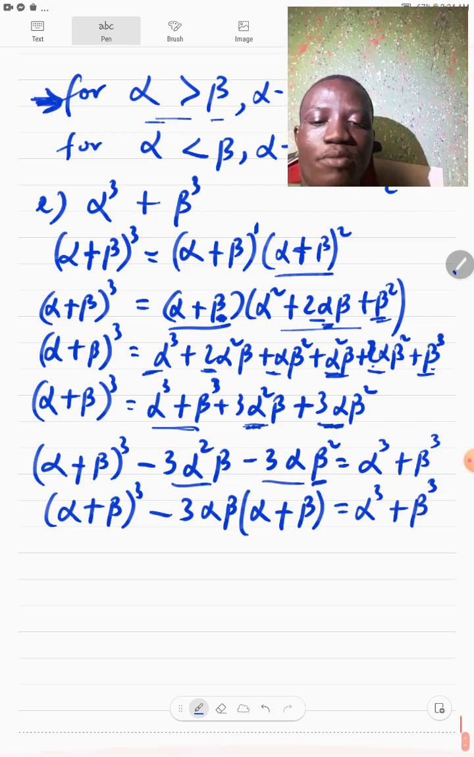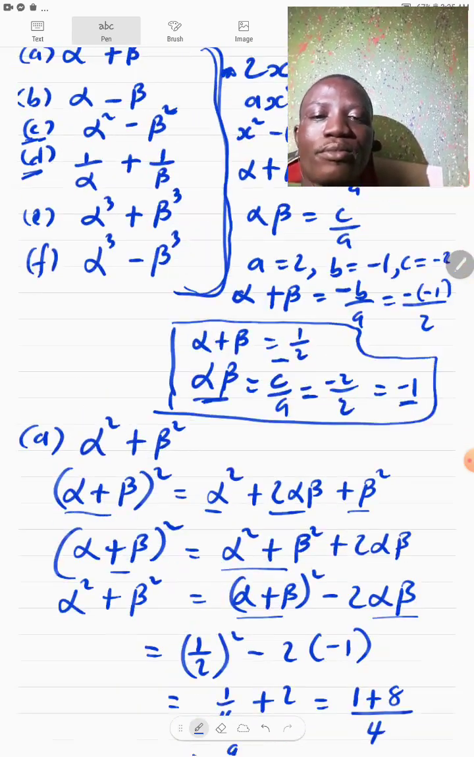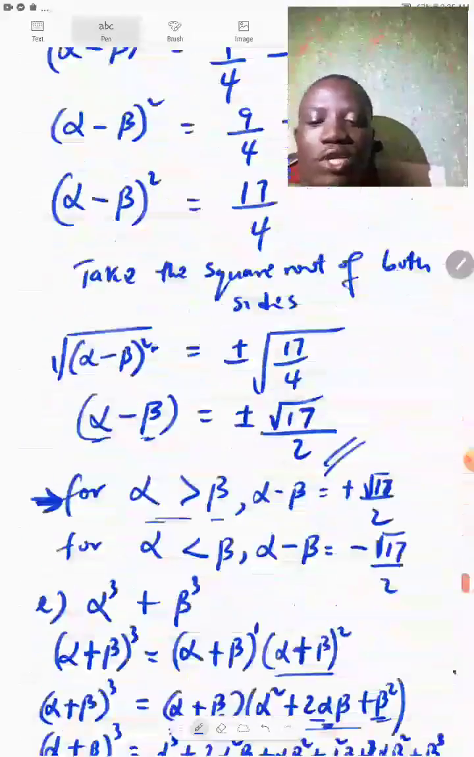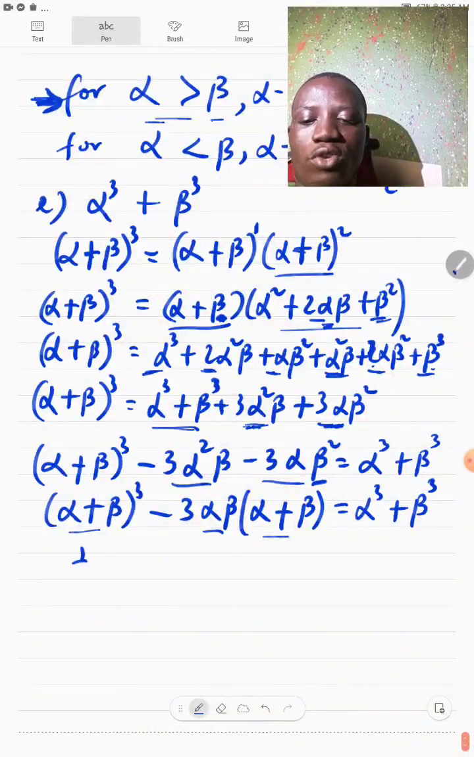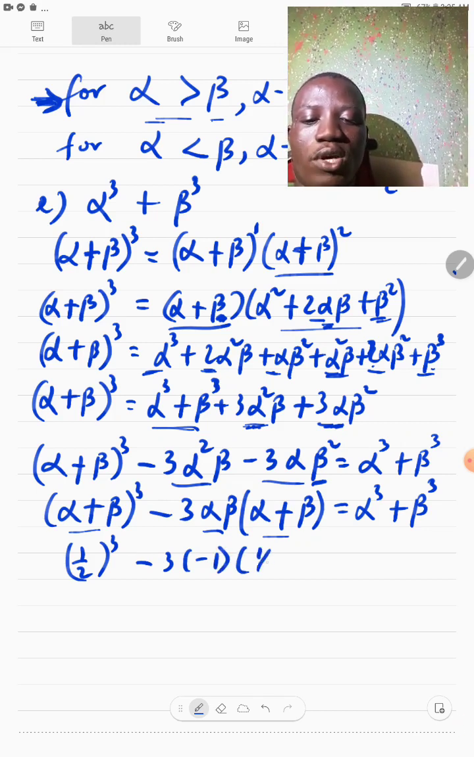So we can simply substitute the value now, because all the terms are now in alpha plus beta, sum of roots, alpha beta, product of roots, alpha plus beta. So we can put all the values there. So recall that our alpha plus beta is what? 1 over 2. Our alpha beta is what? Minus 1. Let's just put it. So that will be 1 over 2 raised to power 3 minus 3 bracket minus 1, which is alpha beta, and this is 1 over 2, equals alpha cube plus beta cube.